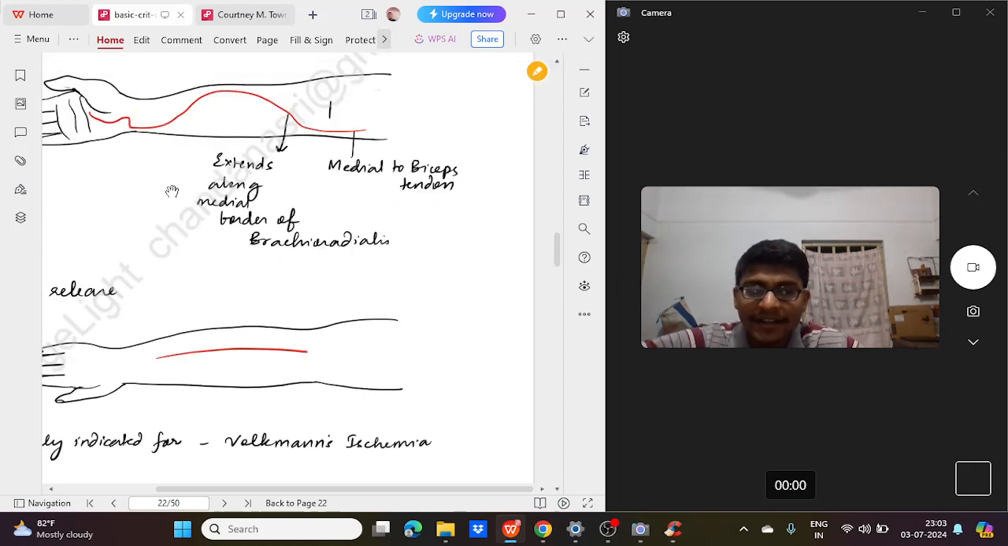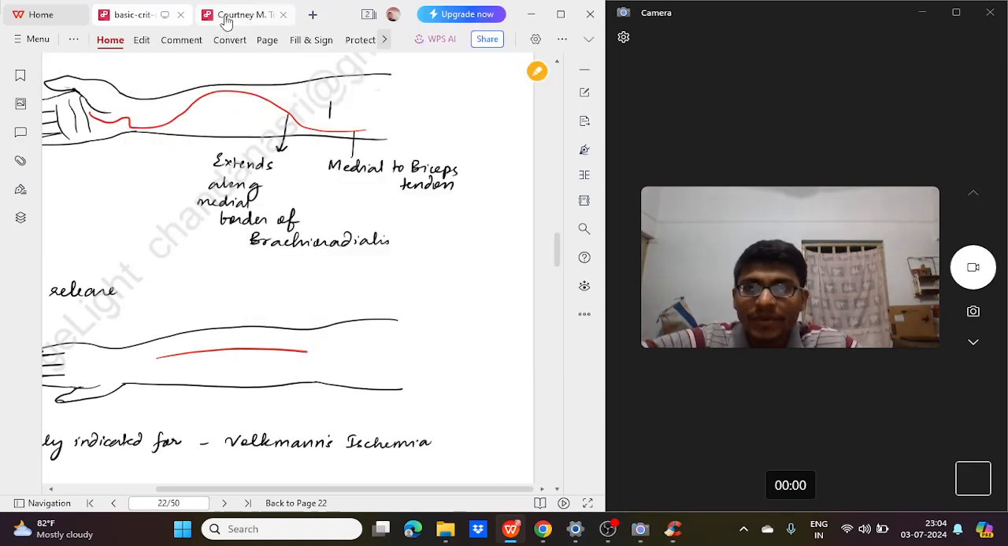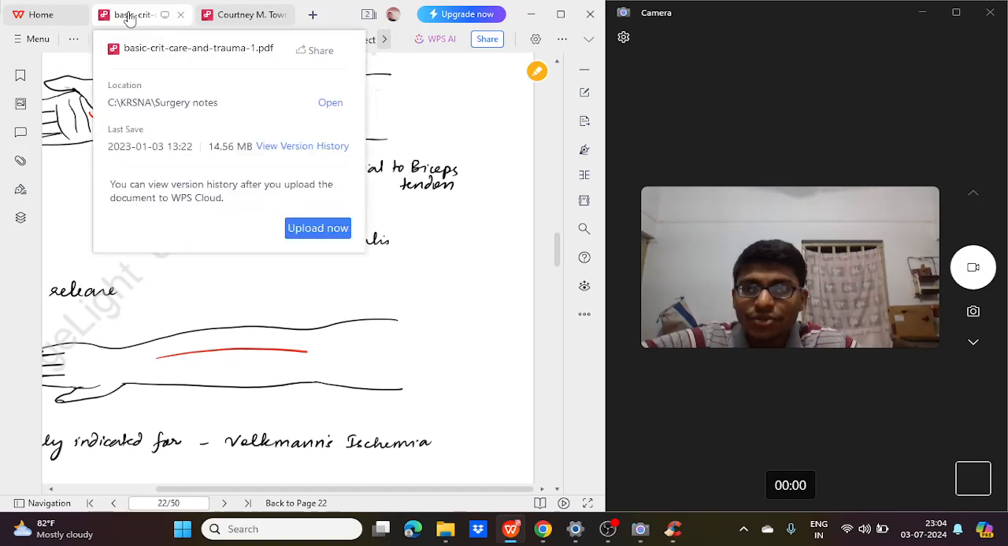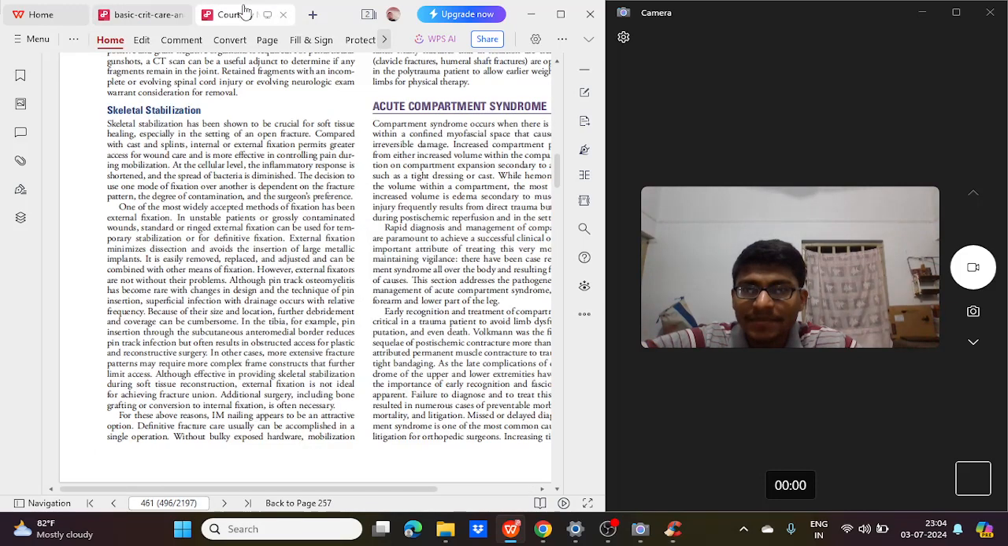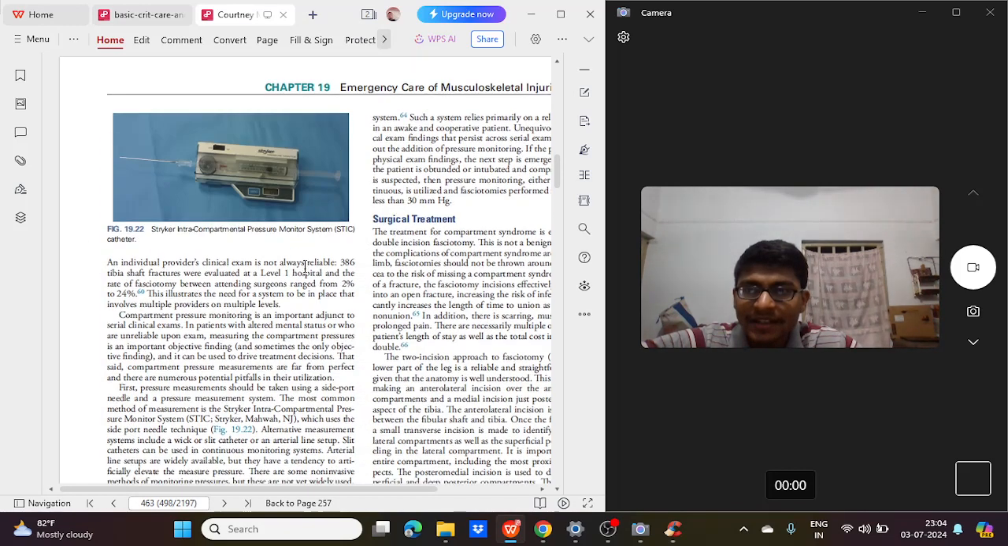So this was a rough overview of acute compartment syndrome. Before going ahead, I would like to discuss some diagrams and flowcharts, which are from Sebastian.